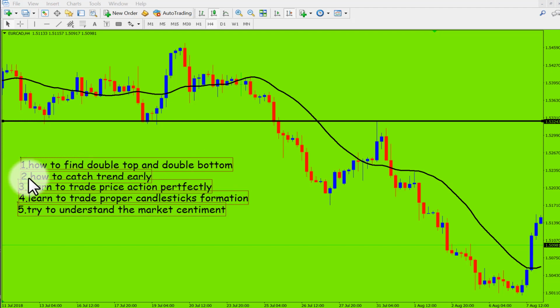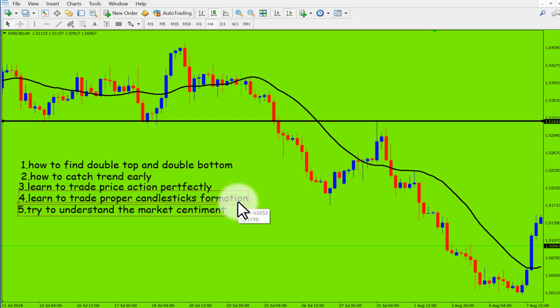Thirdly, we will learn how to trade price action perfectly, because we all know all about price action and it works perfectly in market, but we don't know how to trade this price action. So today we will learn how to trade it perfectly.